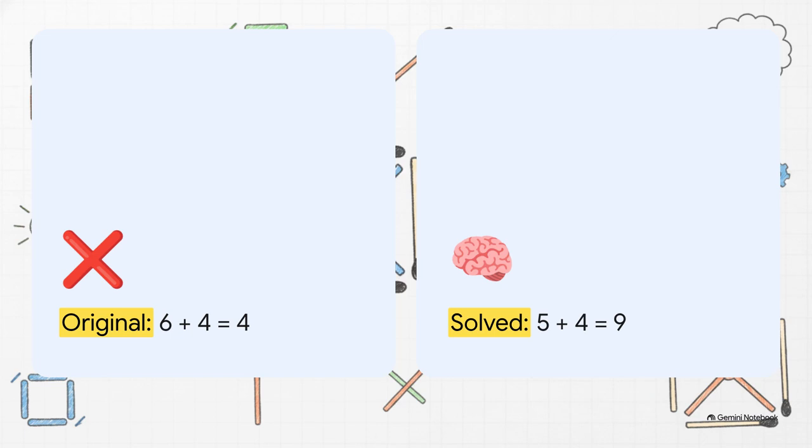By moving the top right stick of the 6 to turn it into a 5, and then adding that stick to the final 4 to close its top, you get the genius level solution, 5 plus 4 equals 9. This one requires some serious lateral thinking. You go to the 6, take away its top right vertical matchstick, which leaves you with a perfectly valid digital 5.